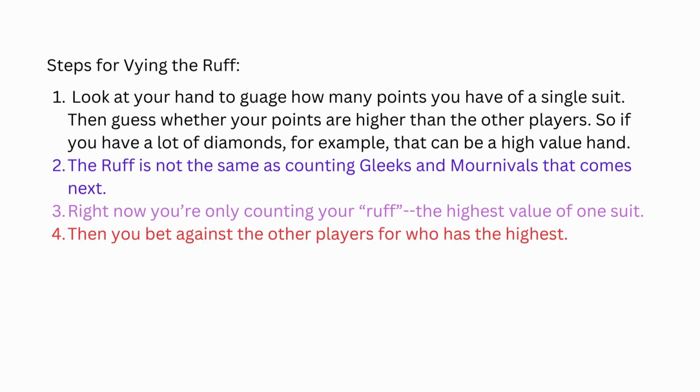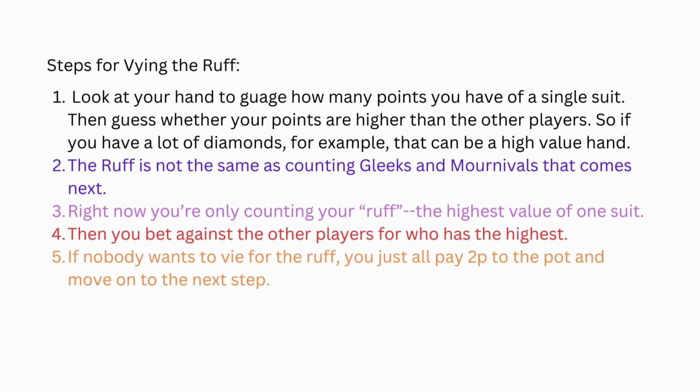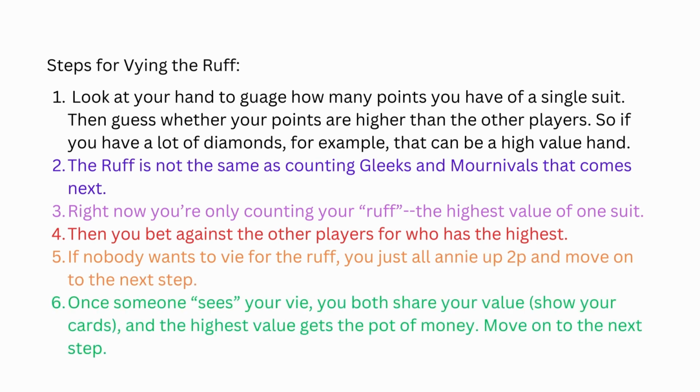If nobody wants to open the vie, then everybody just puts in 2 pennies, and the next deal, the stake is automatically 4 pennies. But if anyone does vie, then each player in turn, from the left of whoever opened the vie, can either pass, see, or raise. Raise is actually modern poker terminology. In the 16th century, they would have used the phrase, I'll see and revie.